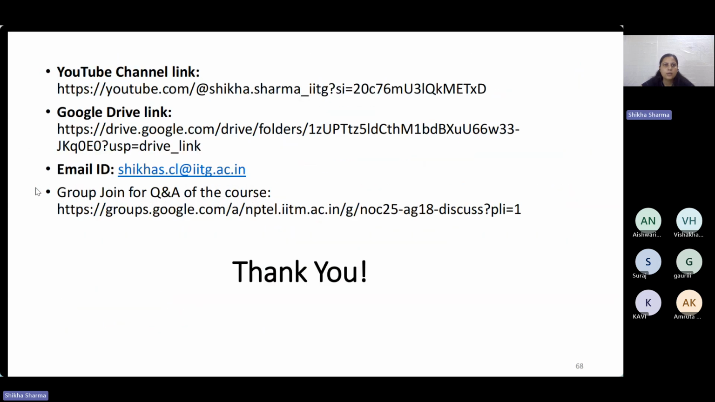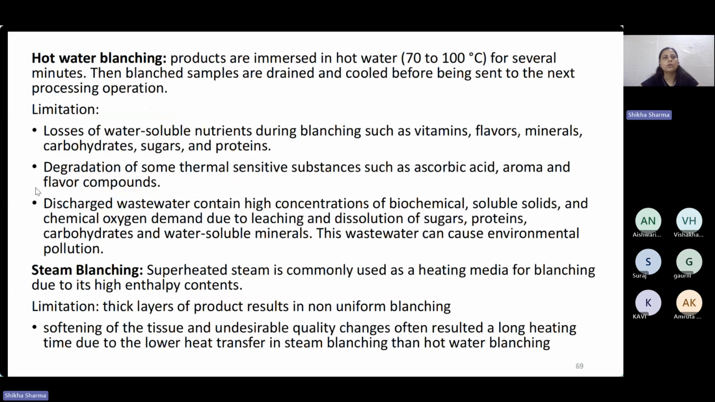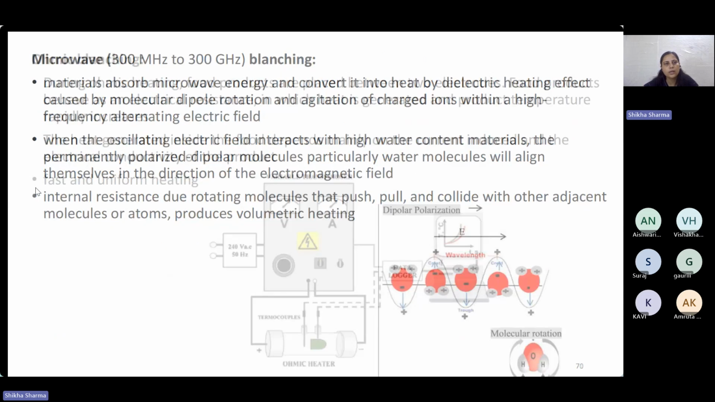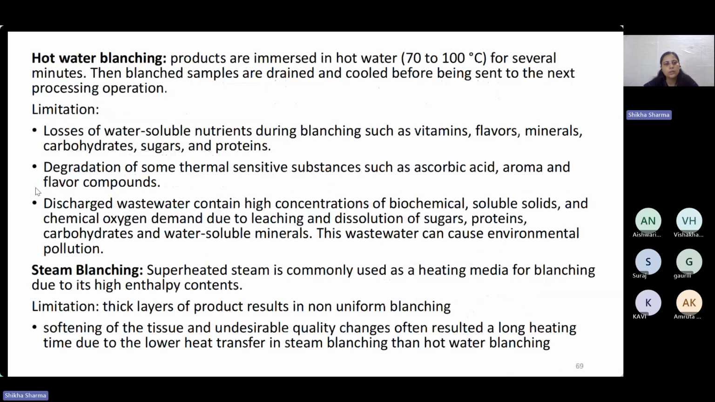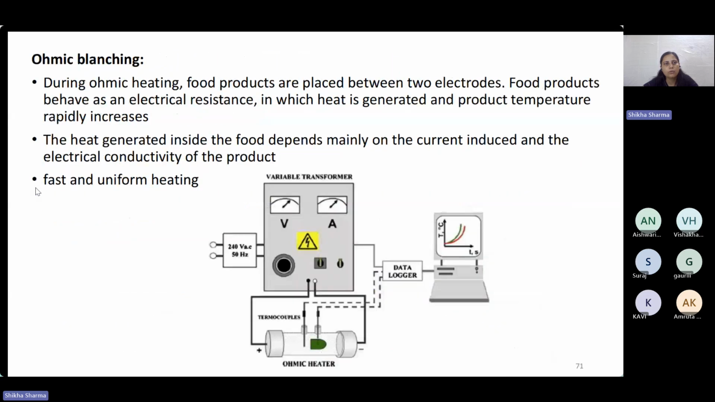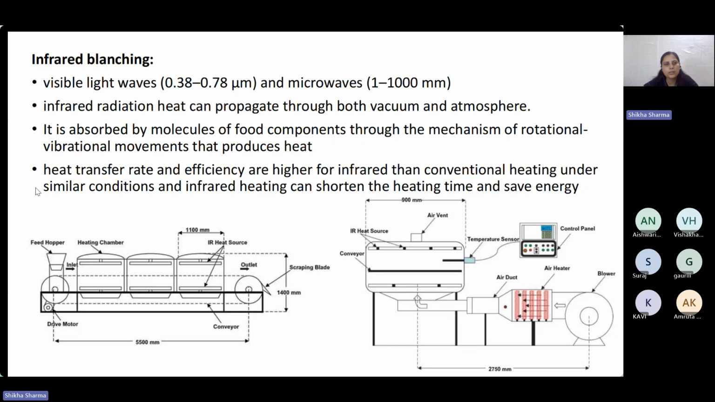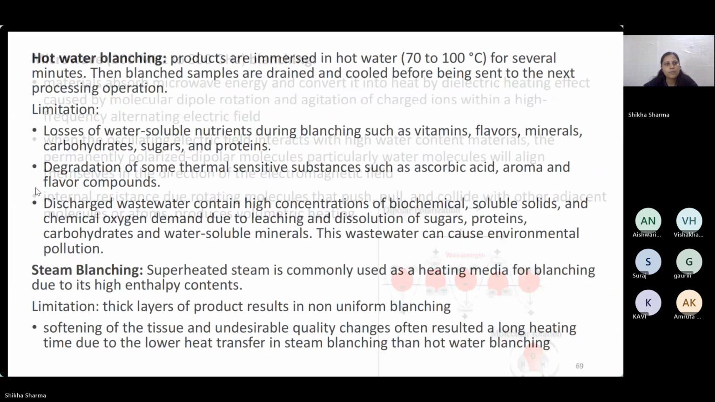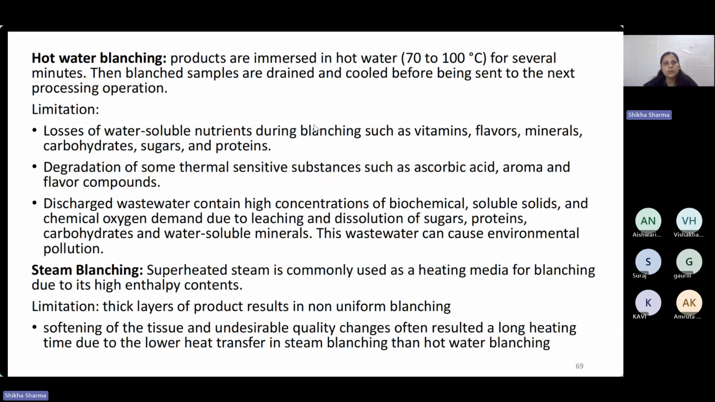Last time we had some questions regarding hot water blanching. So let's discuss blanching and which blanching is good. There are different kinds of blanching processes like hot water, steam blanching, microwave blanching, ohmic blanching, and infrared blanching. Hot water blanching basically uses hot water at 70 to 100 degrees Celsius, and the product is soaked, immersed or dipped into the water.